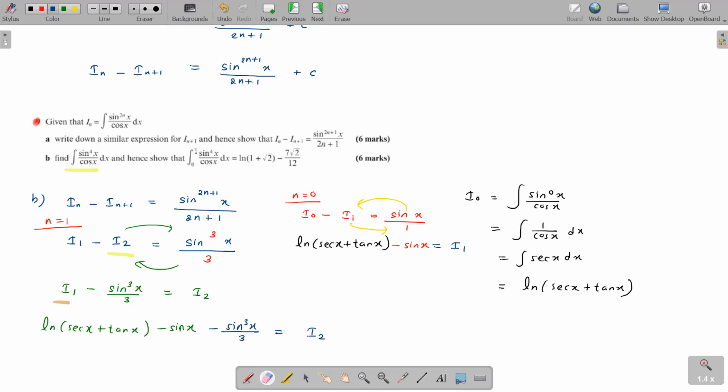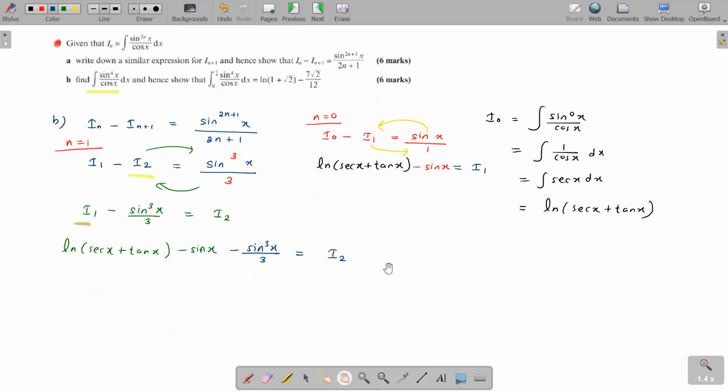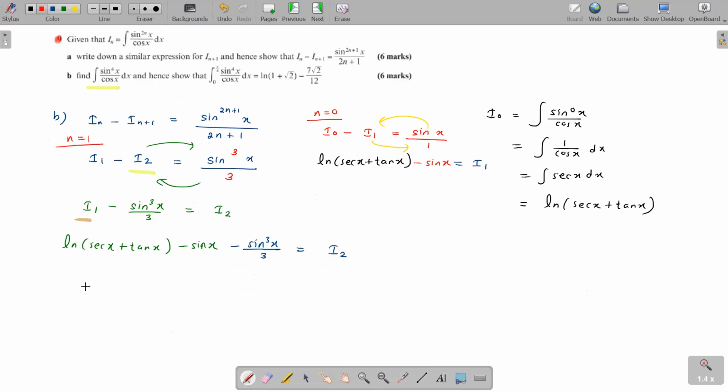Okay. Then in the same question they ask us to put the limits here, for sine to the power 4 over cos x. The limits are from 0 to pi over 4. So let's input the limits. So the limits are given. So in the next part, the limits are from 0 to pi over 4.